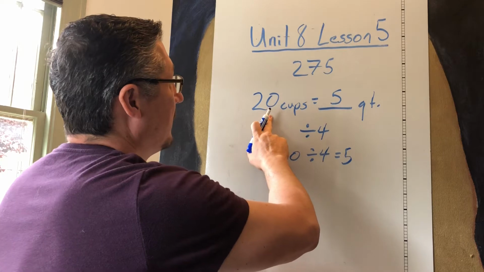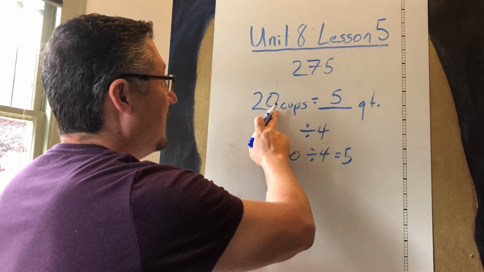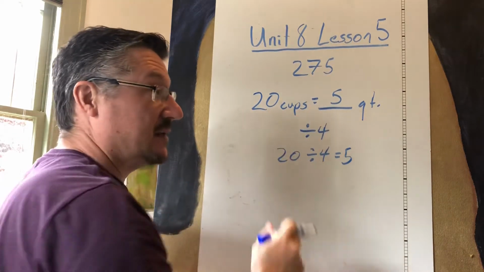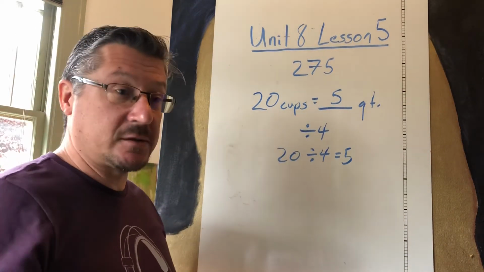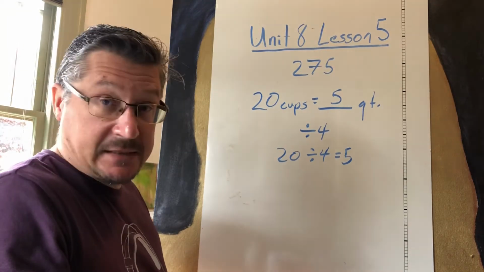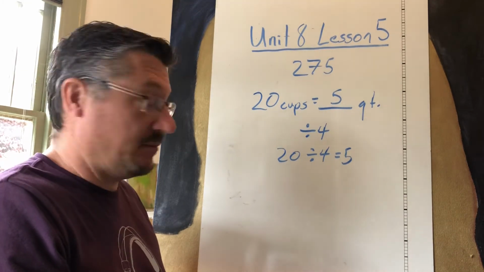Cups is a smaller unit, so it makes sense that the number is bigger. I'm going to have more of a smaller unit. It's going to take more cups than quarts to fill something up. And so that makes sense. So I know my answer makes sense.